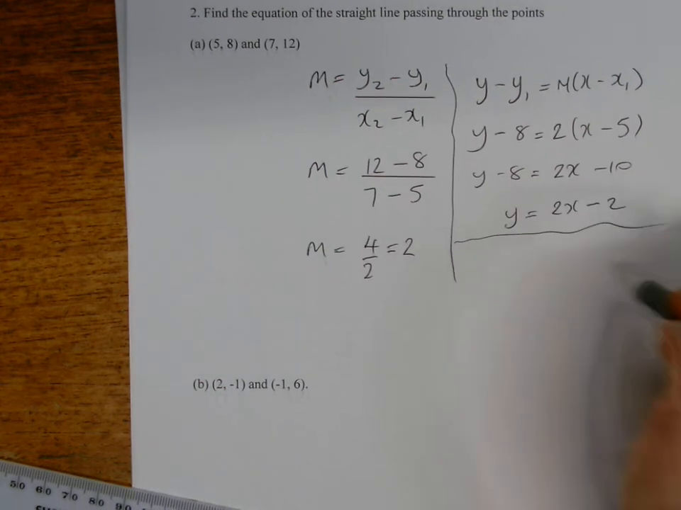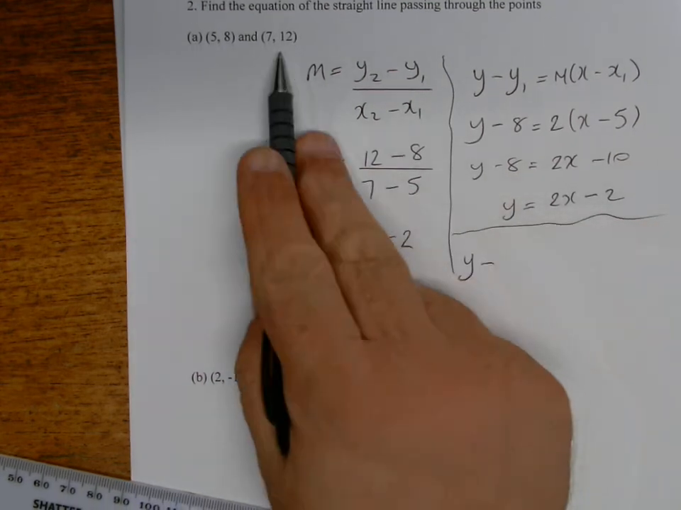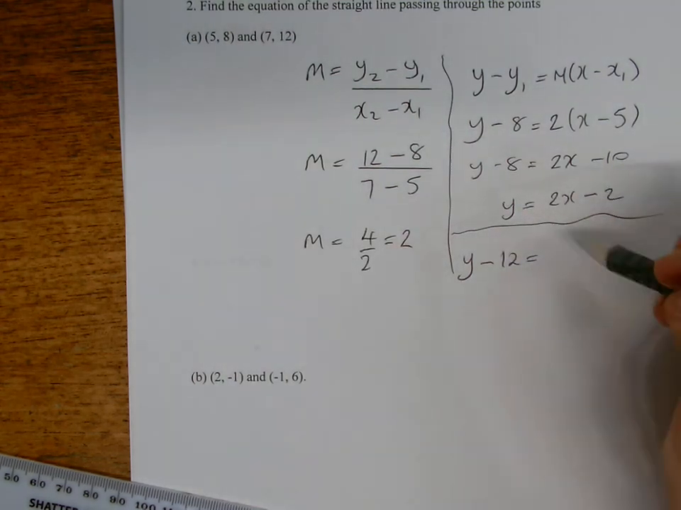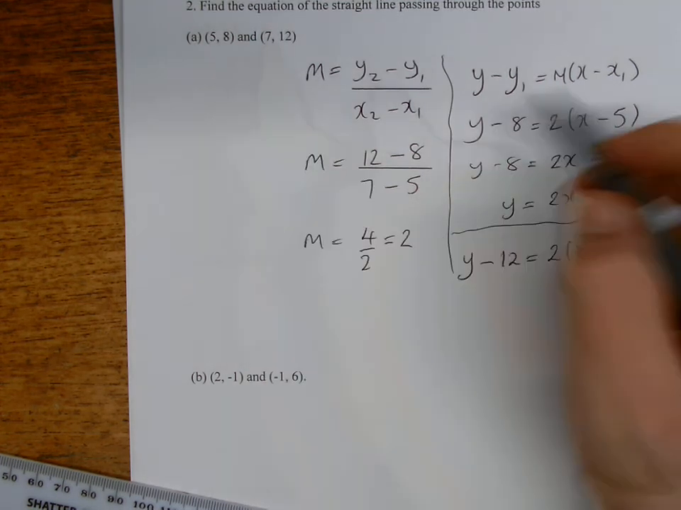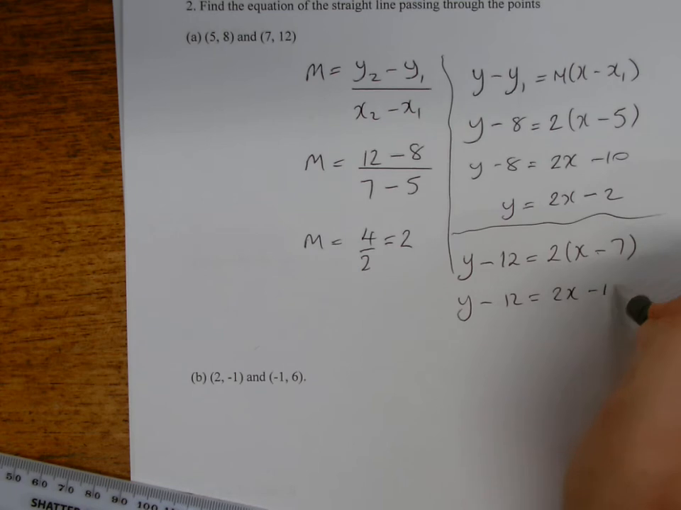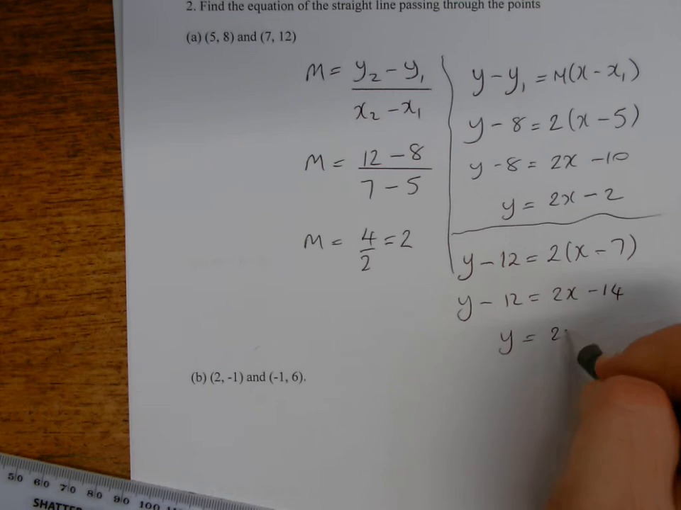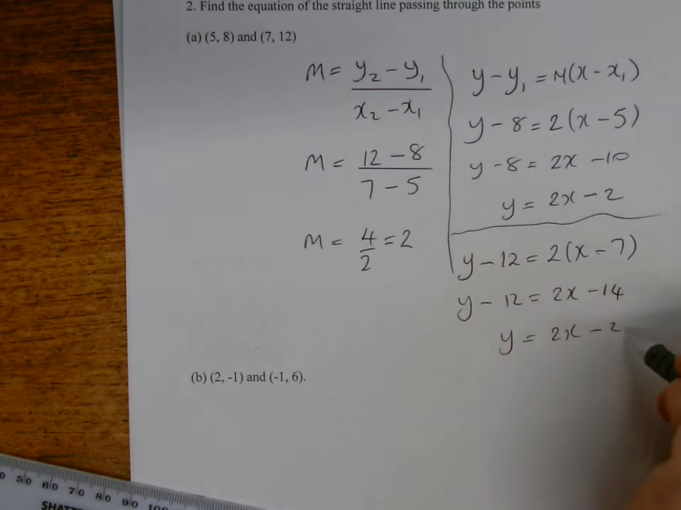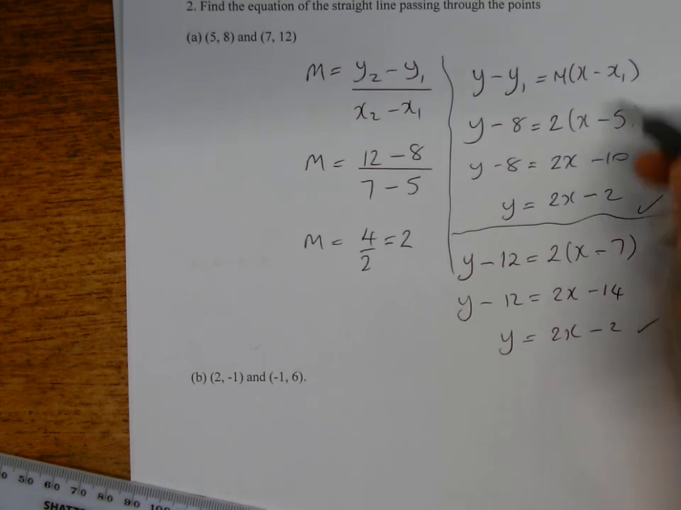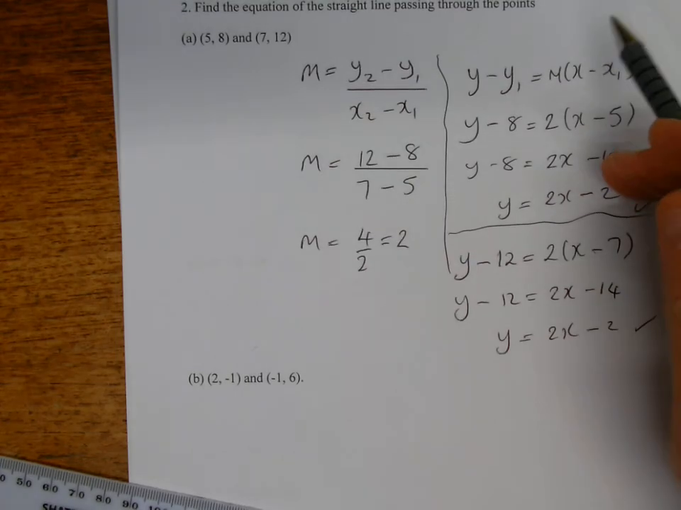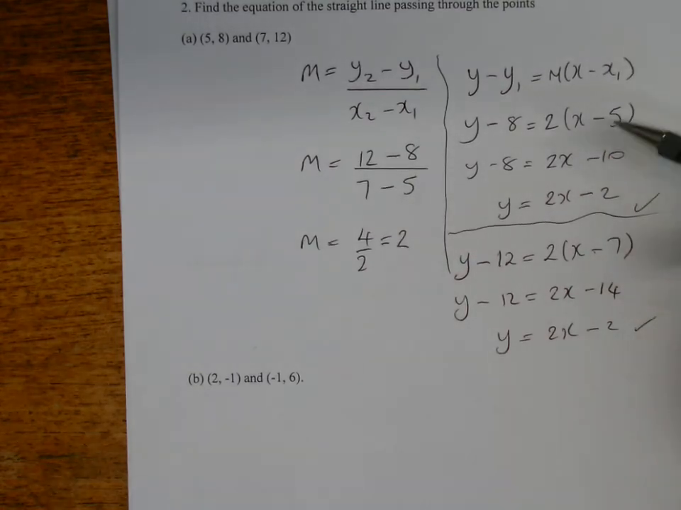Now let me just prove to you that it'll come out the same if I use the other coordinate. So if I use that one there, my y1 would be 12, gradient is 2, my x1 is 7, so I have y minus 12 is 2x minus 14. Take that minus 12 over, becomes a plus 12, minus 14 plus 12 gives you minus 2. So you can see they're both the same. You don't have to write it out twice, I'm just showing you that it doesn't matter which one you use. It works either way, so it's your choice.